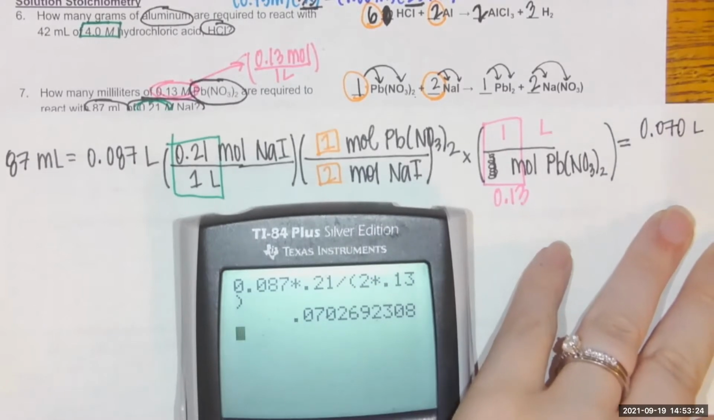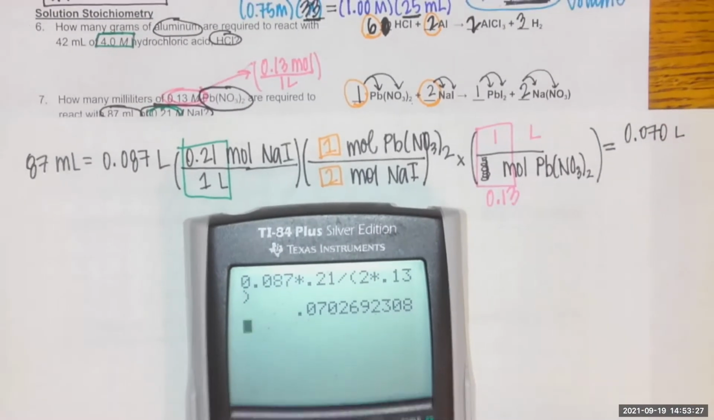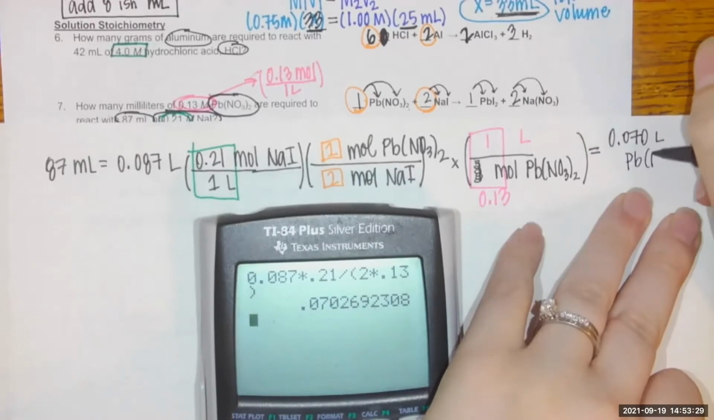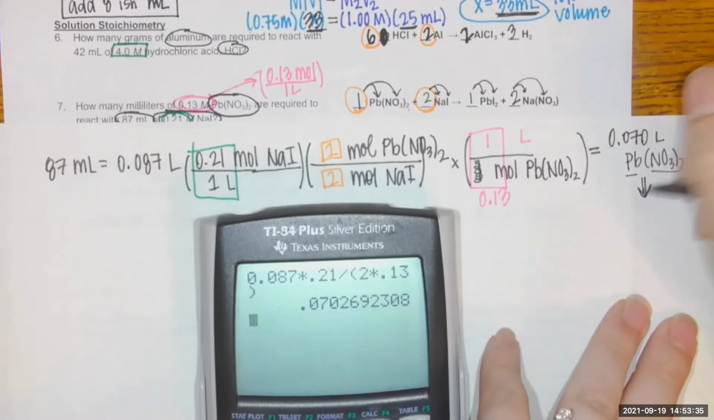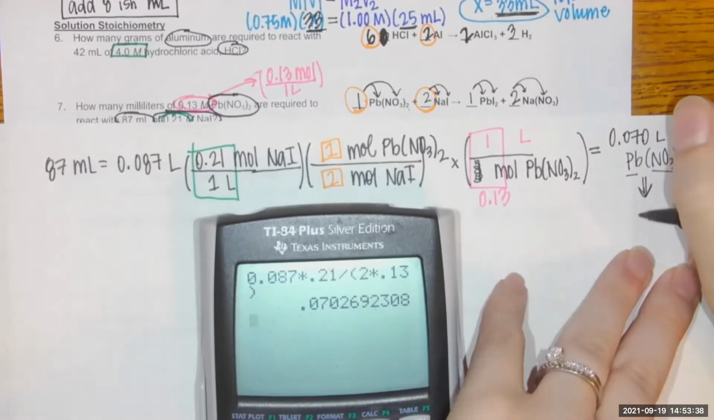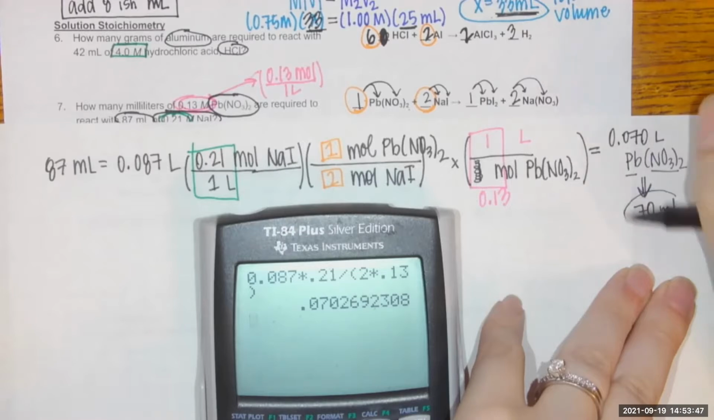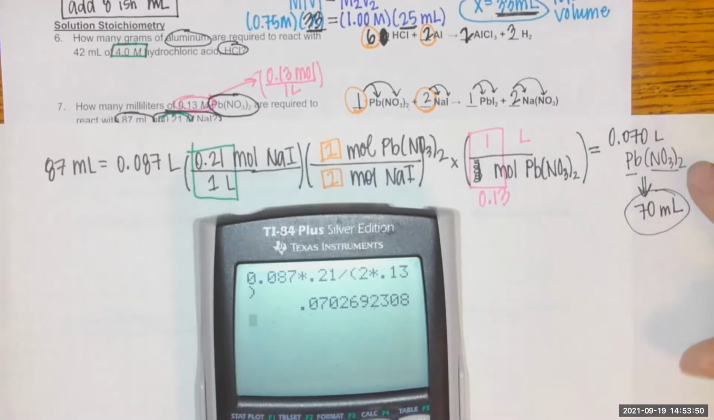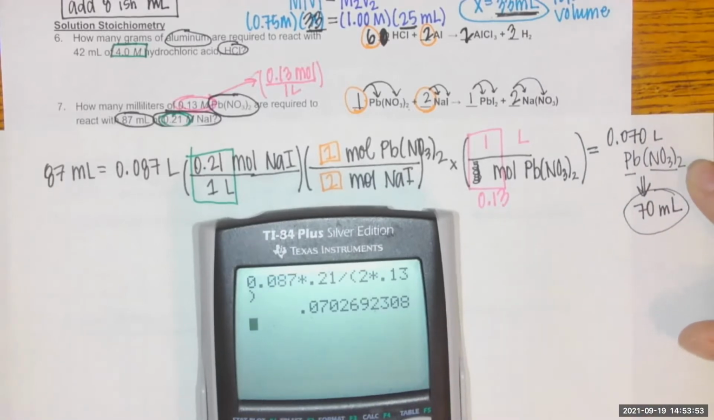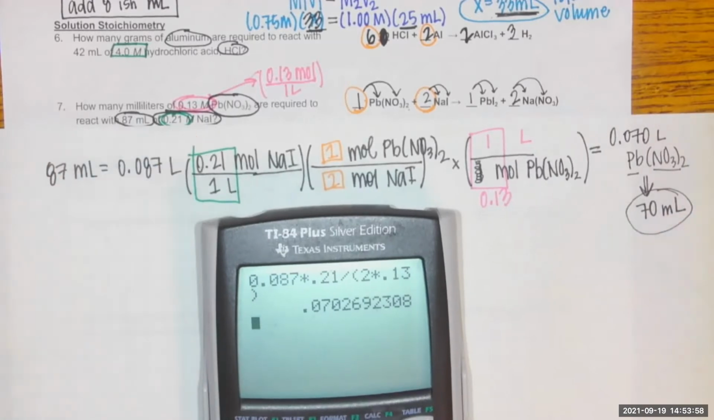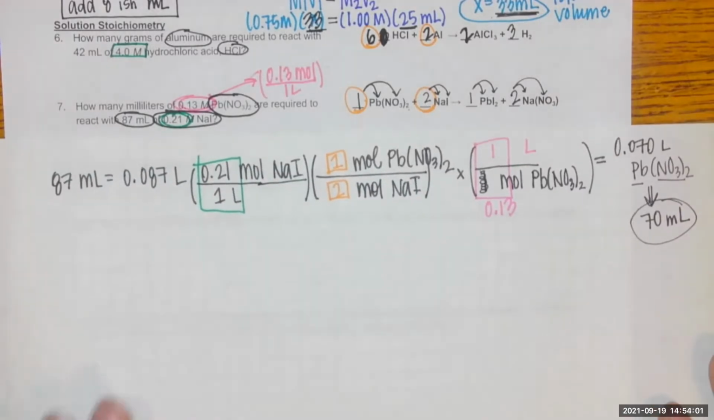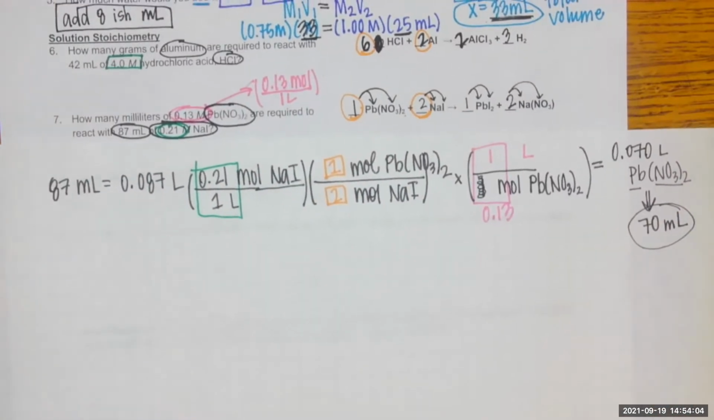This is how many liters it would be of the Pb(NO3)2, or the lead nitrate, if you will. And then a quick conversion: there's 1,000 milliliters in a liter, so move the decimal 3 times. There'd be 70 milliliters. 70 milliliters of this is required to react with 87 milliliters of this. So there's a little bit of homework help on this one.